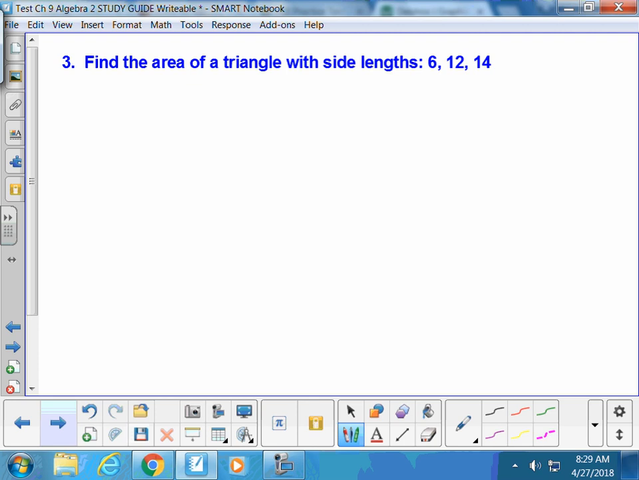All right, we want the area of a triangle, and they're providing 3 side lengths. Now we did learn in this chapter 2 brand new area of triangle formulas. For this one, we would want to use that Heron's formula. So it should be on the back on the formula page.